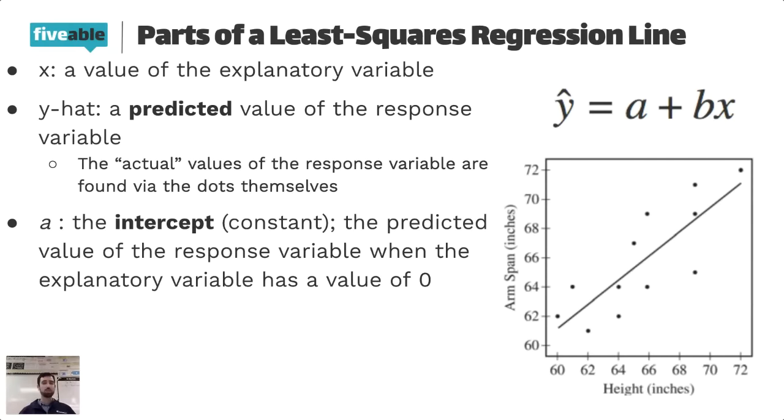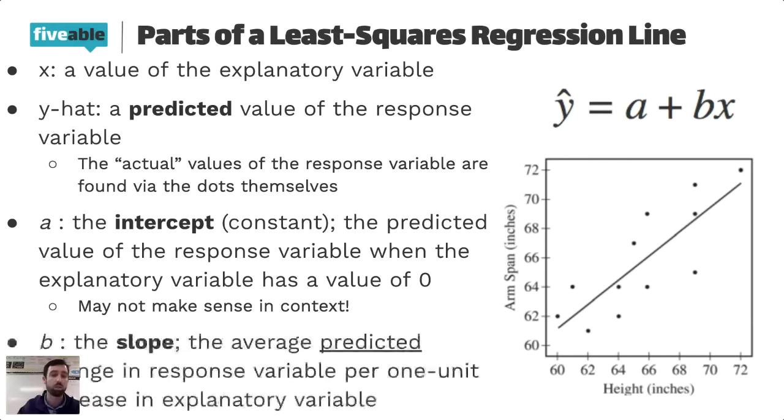So it's the predicted value of the response variable, I'm sorry, when the explanatory variable is zero. So it's our predicted arm span if your height was zero. Predicted. And most of the time it doesn't make sense in context. Most of the time it makes no sense. If you were 0 inches tall, you would have this arm span. That doesn't make sense, no matter what it is.